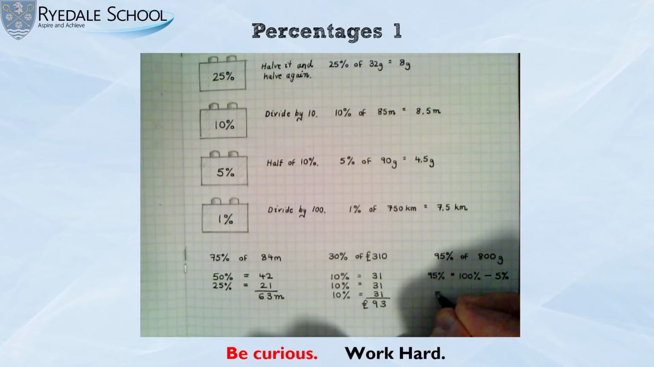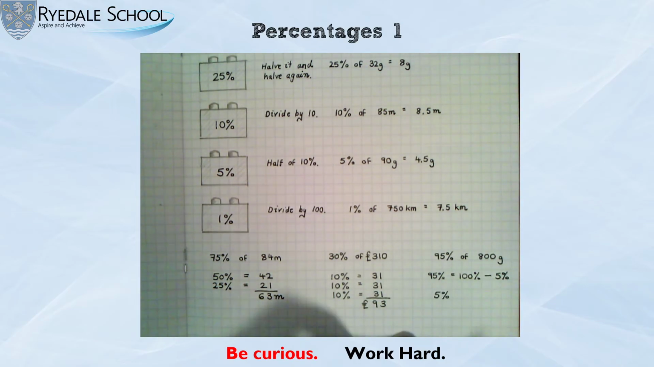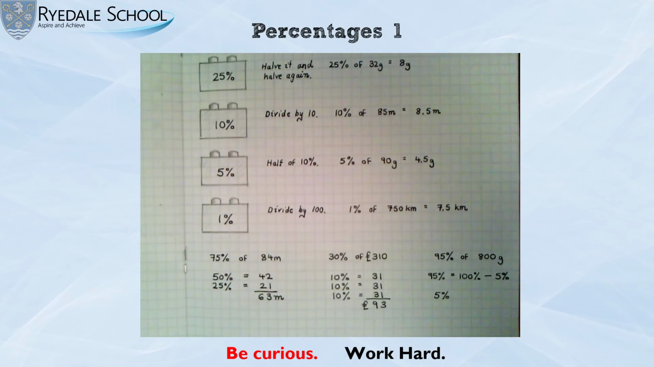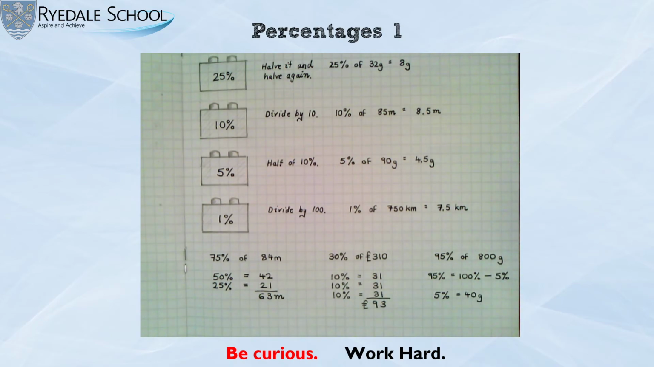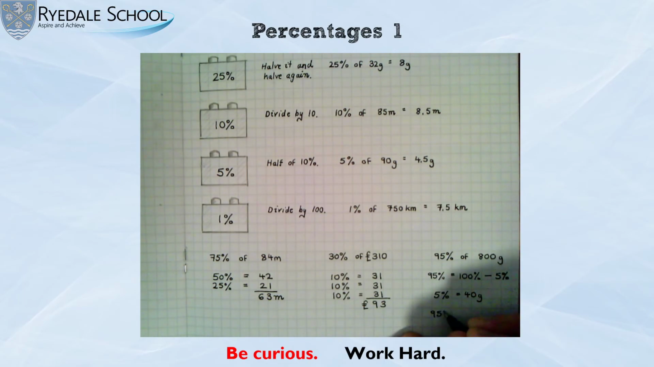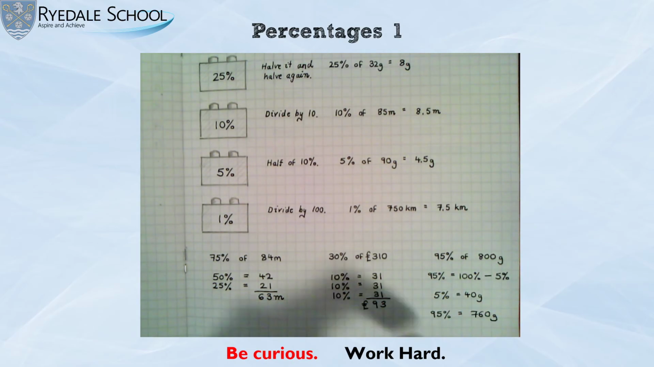So let's think about that. How do I do 5%? Well, let's go back and look at my rule. It's half of 10%. 10% is dividing by 10. So I'll divide by 10, and that would be 80. I would do half of that, and that would be 40. So if 5% is 40, if I knock that 40 off, I will have 95%. So I now know that 95% is 800, take away the 40, 760 grams.